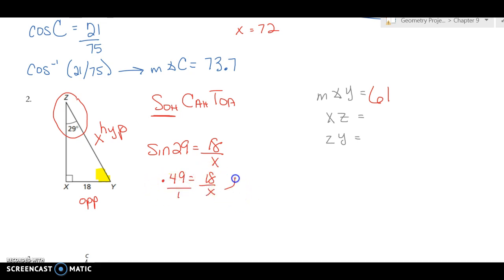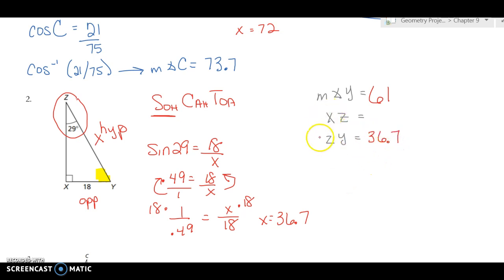And remember, when I have a problem like this, I want to flip it because I don't want x on the bottom. So 1 over 0.49 is equal to x over 18. To get rid of a divide by 18, I'm going to go ahead and times by 18. And so now 18 times 1, which is just 18, divided by 0.49 gives me 36.7. So that was my ZY, so 36.7.